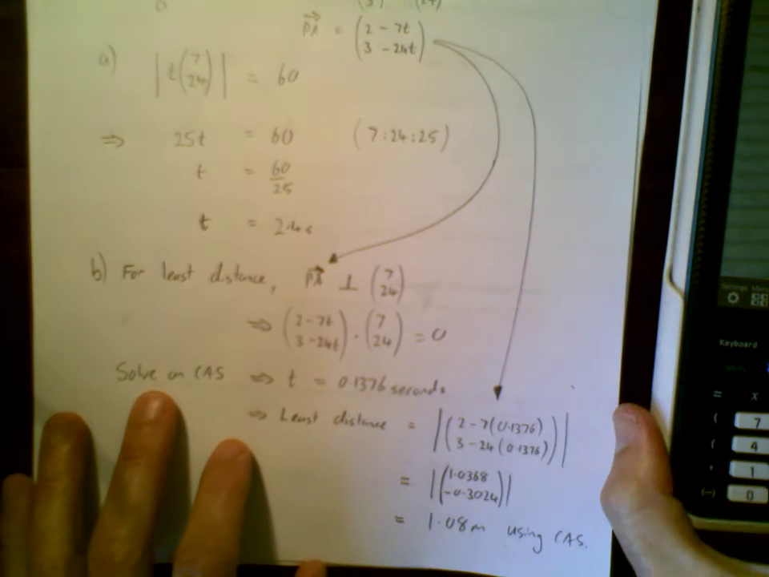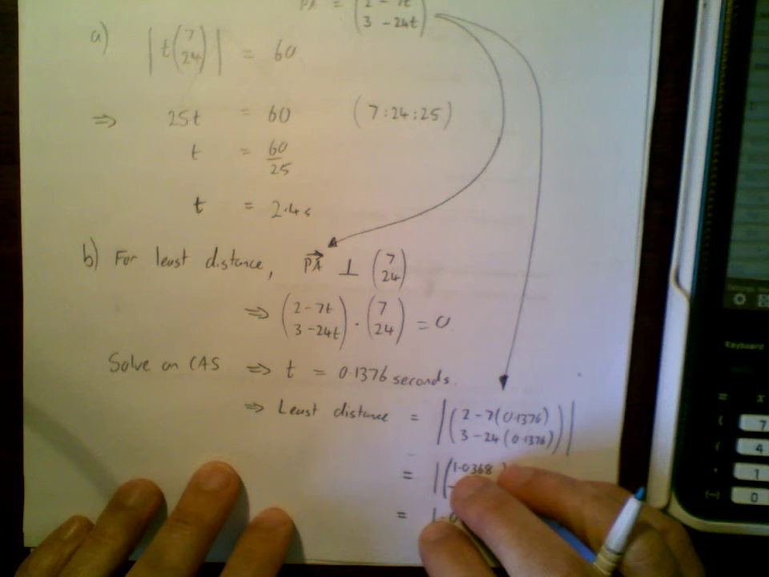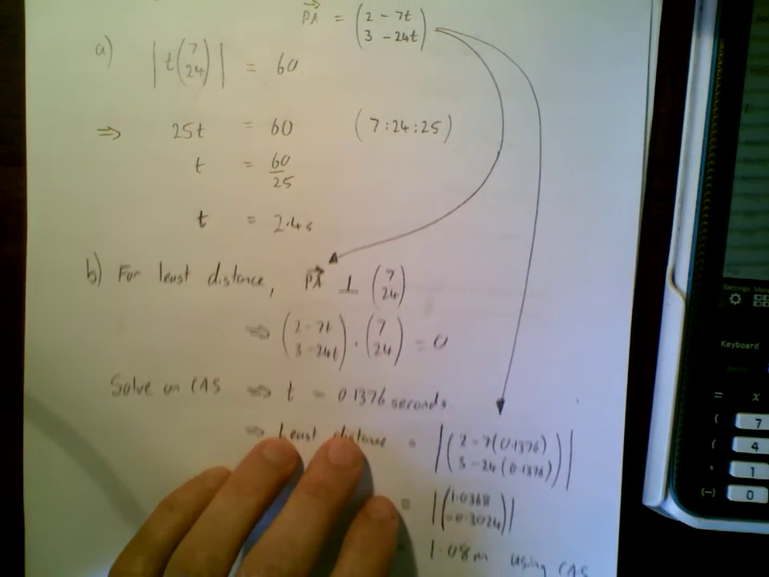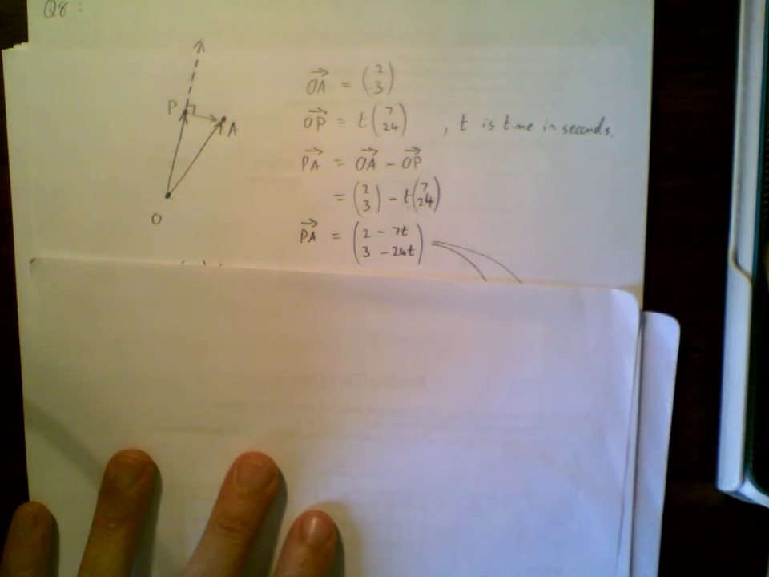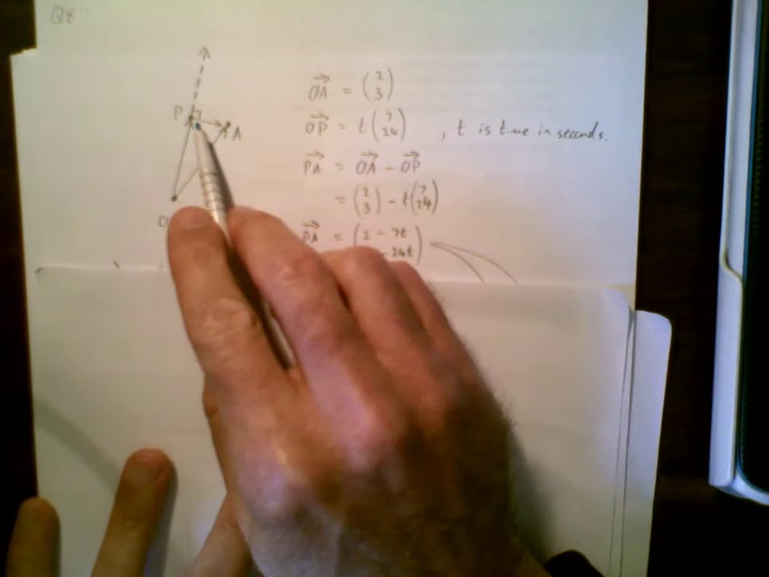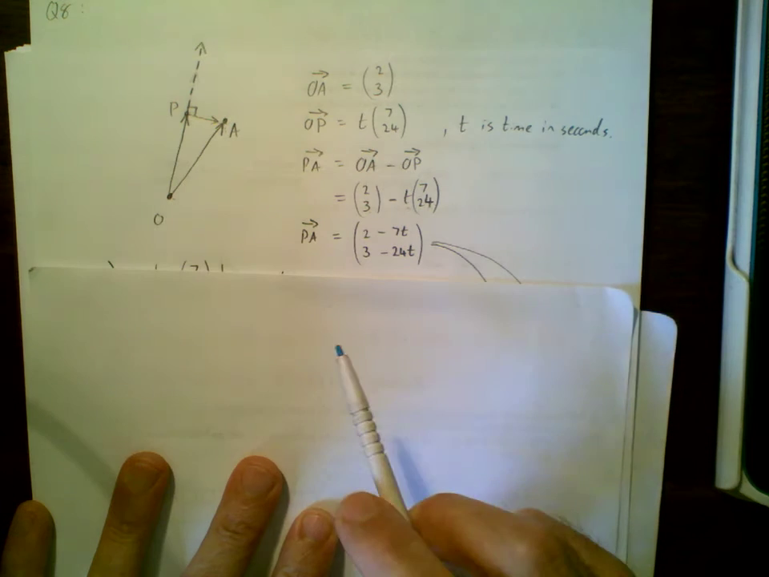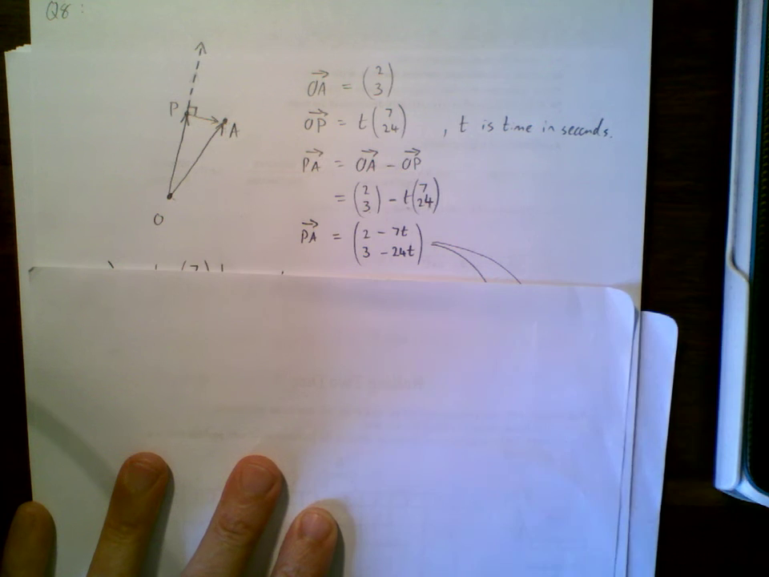Okay, so that's an example of using dot product to find the least distance between a moving object and a non-moving object. Alternatively, for a question like this, instead of using dot product, we could just use the graphing facility of our ClassPad. We've got this expression for the vector PA already, and we could graph the distance, or the magnitude, of that vector.